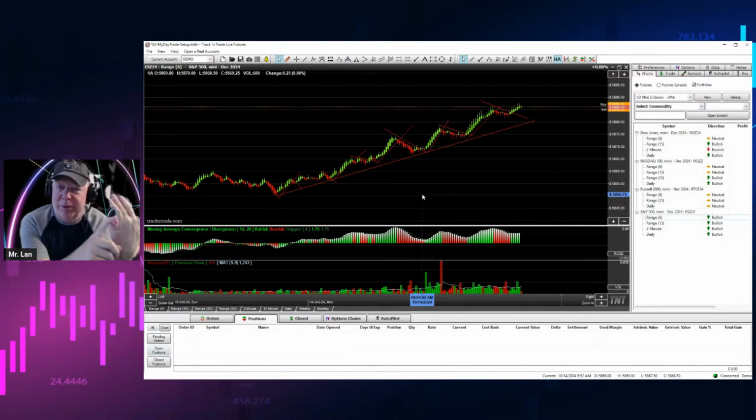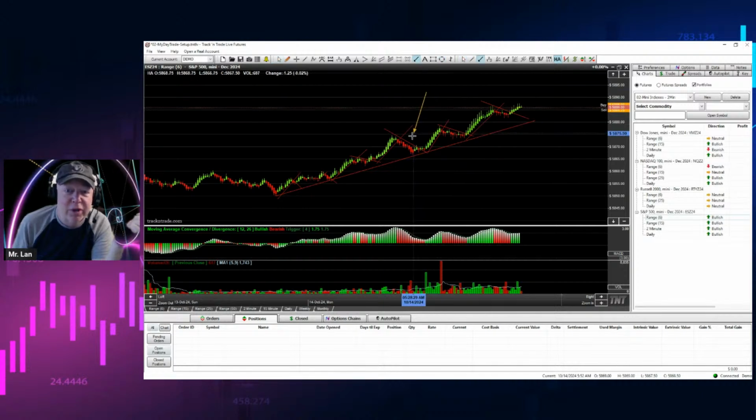So if you're going to be a scalper, you're going to go for very short-term trades, all right? You're going to go for these little tiny moves right in here. These are scalpers. This is what a scalper does. He goes after these little tiny moves like this.